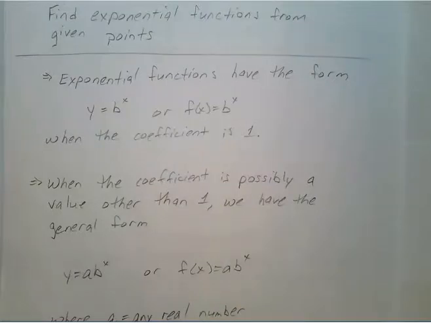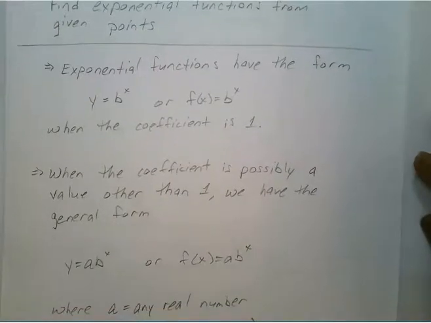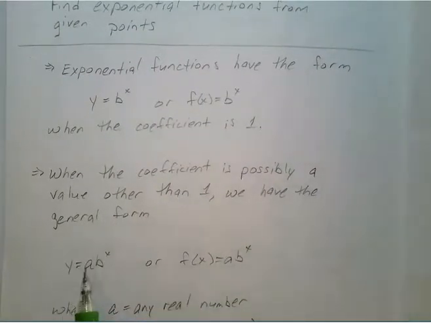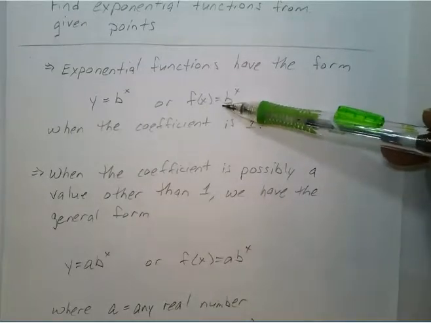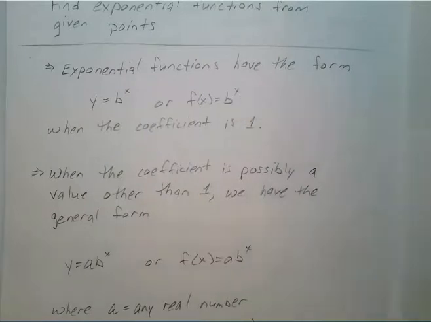Now if the coefficient is another value other than 1, then we have a generalized form that is pretty similar. We just added an additional value. So y equals a times b to the power of x, or f of x equals some real number a times b to the power of x. So you see up here, if you had a equals 1, you still have b to the power of x. But if a is possibly any other value, then we write it in this general form.